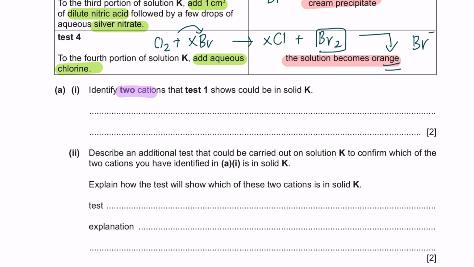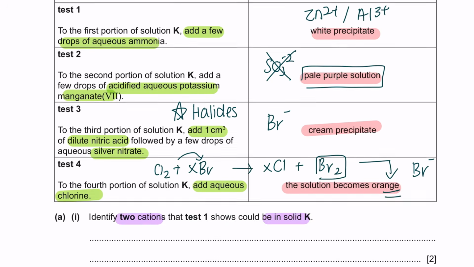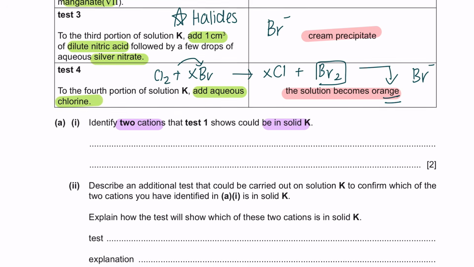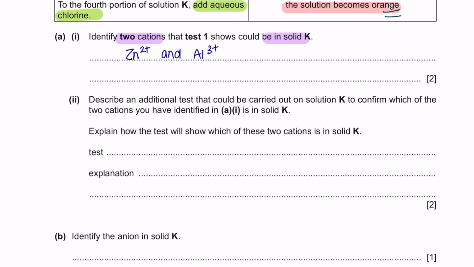Part 1. Identify two cations that test 1 shows could be in solid K. So in test 1, we've got zinc 2+ and aluminium 3+. Next, part 2. Describe an additional test that could be carried out on solution K to confirm which of the two cations you have identified in A1 is in solid K. Explain how the test will show which one of these two cations is in solid K.